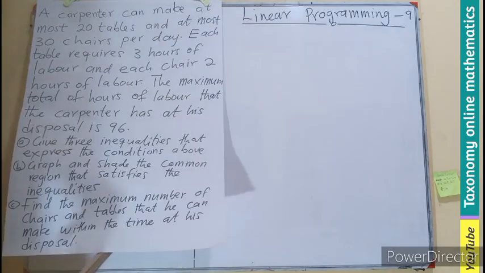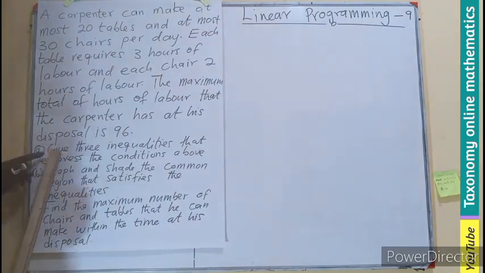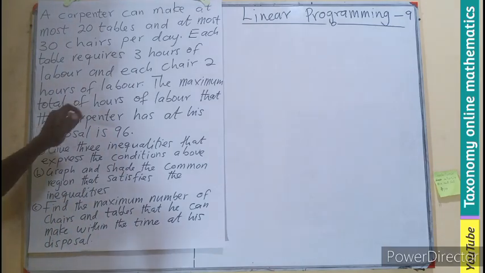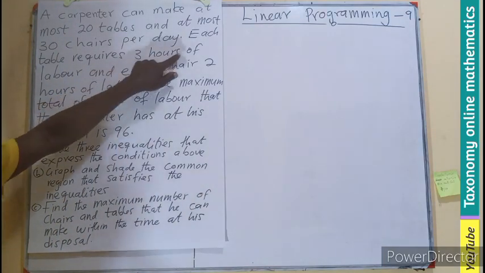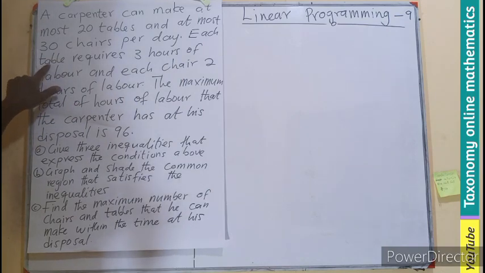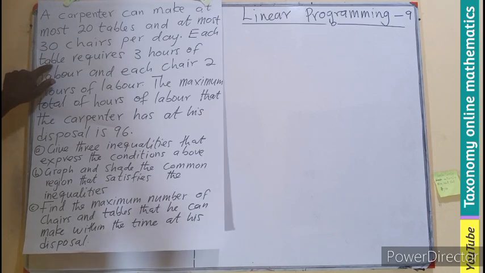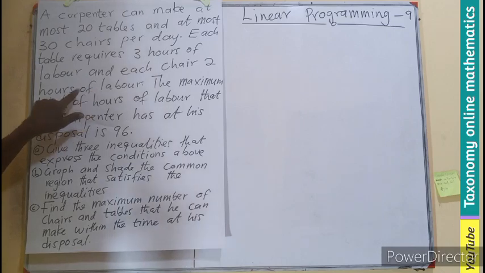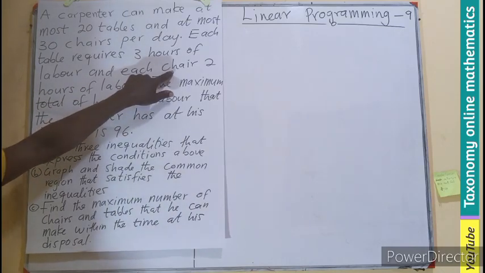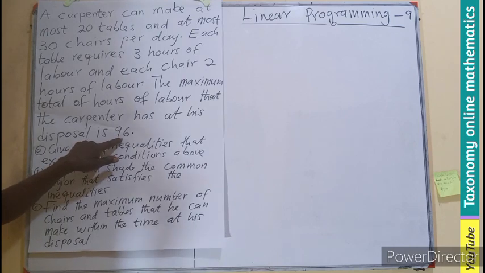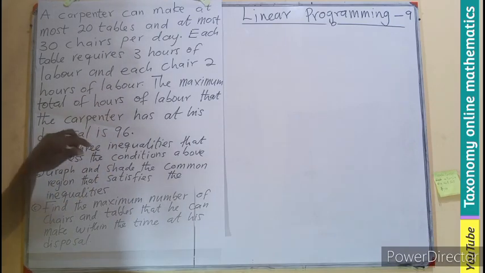So now let's think of the third inequality, since the question asks us for 3 inequalities. Now we are having 3 hours of labor for table making. You spend 3 hours. So 3 hours of the x and the 2 hours of the chairs will give us a total of 96 hours. So we are going to have that inequality also.